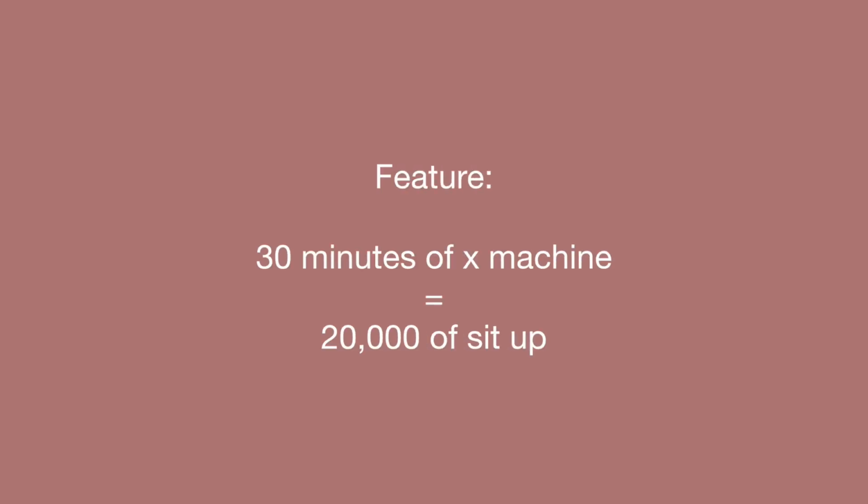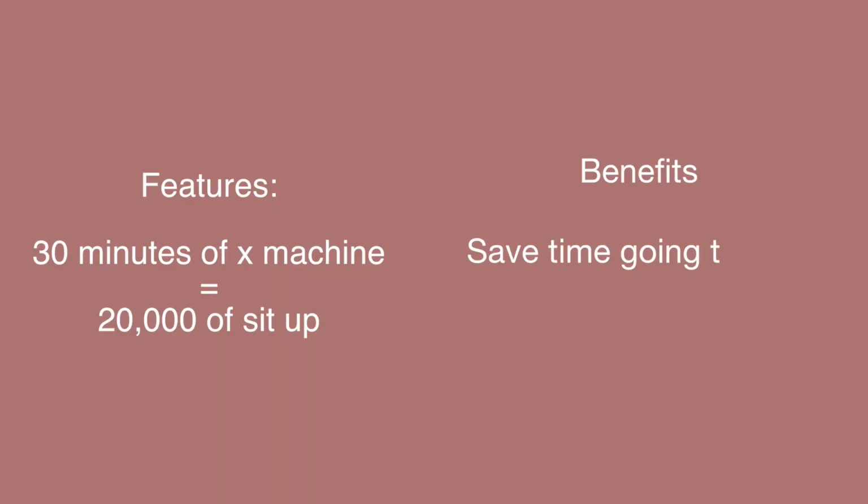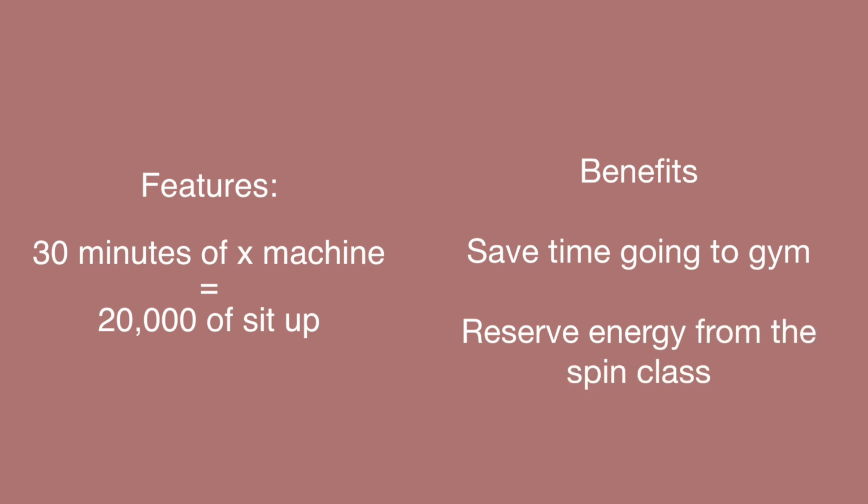So here I have 3 examples showing you the key differences between benefits and features. The first one: 30 minutes on the X machine is equivalent to 20,000 of setup. This is usually the feature that the supplier or even my colleagues will feed me. But what it really means and resonates with the customers is that it saves your time going to the gym, or it has reserved your energy from the spin class.